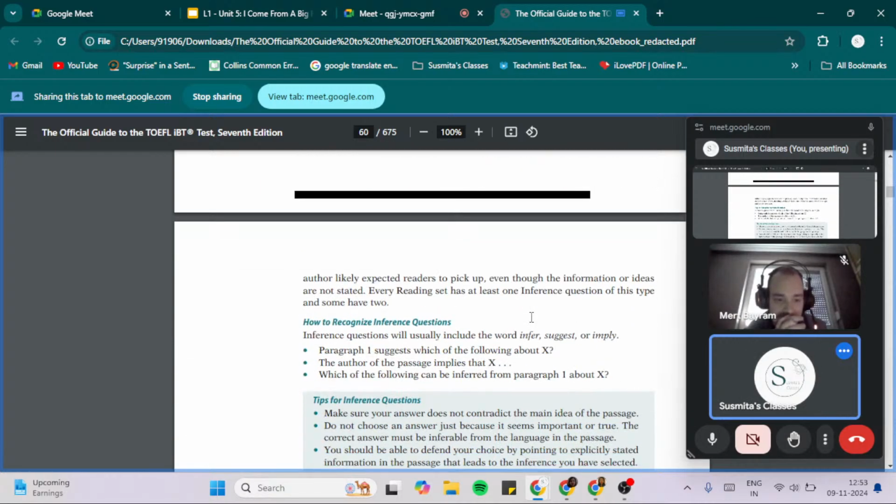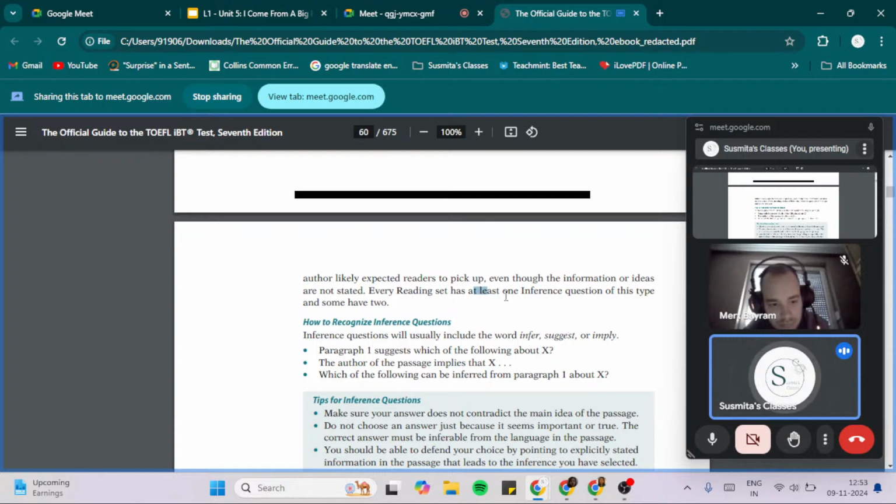Now here the questions which would be asked would look something like: paragraph 1 suggests which of the following about so and so. The author of the passage implies that which of the following can be inferred from paragraph 1 about the given topic. Now here we have to make sure what the author infers, suggests, or implies in those sentences. Again, it wouldn't be said directly, it would be said indirectly.